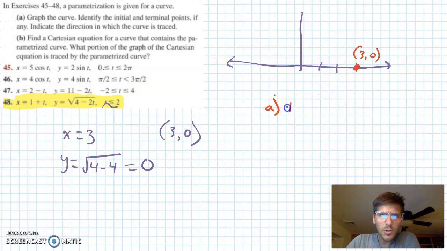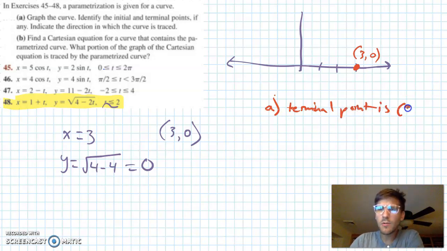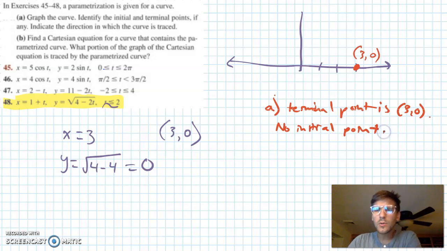So we could say the terminal point is (3, 0), no initial point. And because there's no initial point, no lower bound, we would graph it in this direction where we're going from left to right. And you could see this if you were to graph this using your calculator.